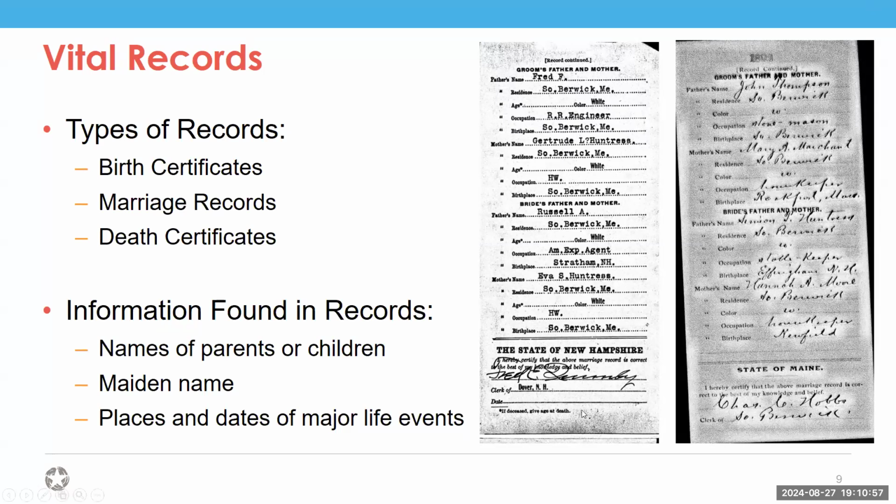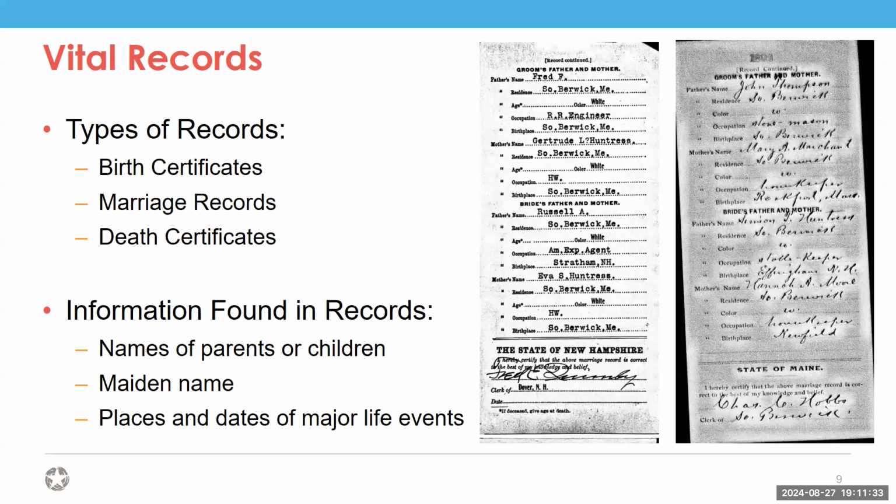If you look at our examples over here on the right-hand side, you can see these are marriage records from New Hampshire and Maine. I don't know if they have dates on them, but what they do have is information about the groom and the bride's father and mother. It's not just information about the bride and groom. So you wouldn't think that this sort of stuff would be on a marriage record, but these do have it.